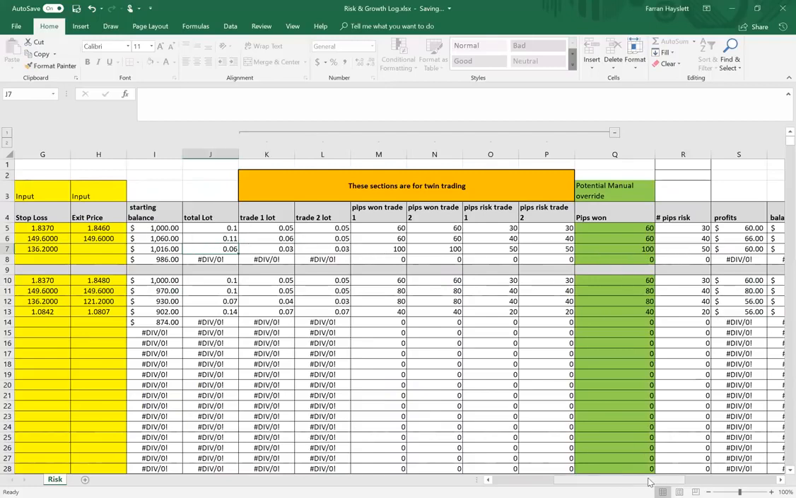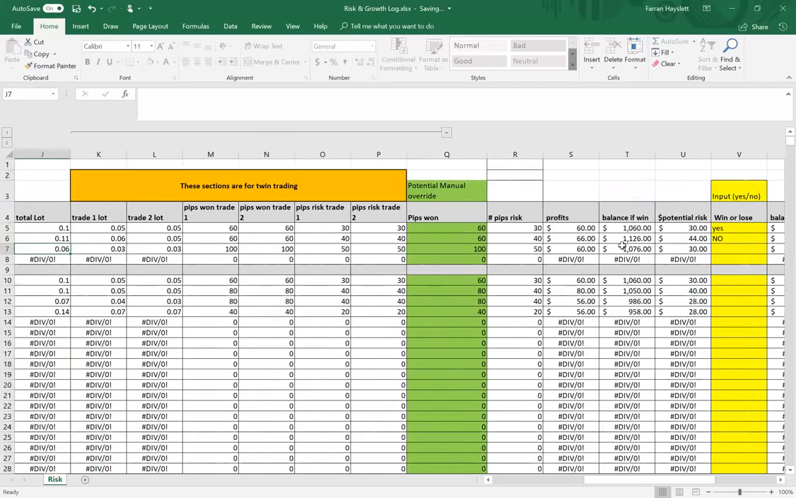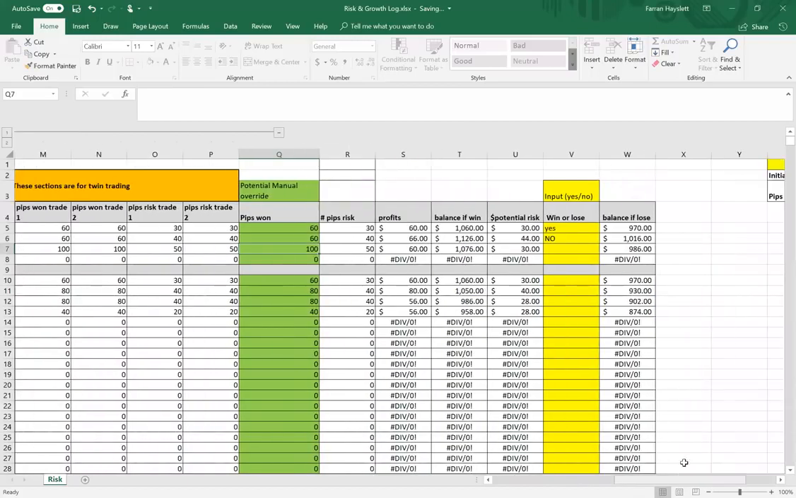Now, it also tells me, if I have a 2-to-1 reward to risk ratio, then if I risk 50, I should gain 100 pips. If I win that trade, look, I'm going to make 60 bucks on that trade. Balance, if I win, will grow from 1016 to 1076. If I lose that trade, my account falls from 1016 to 986, right? Because I'm risking 30 bucks, which is a 50 pip risk, 3% of my starting account balance.